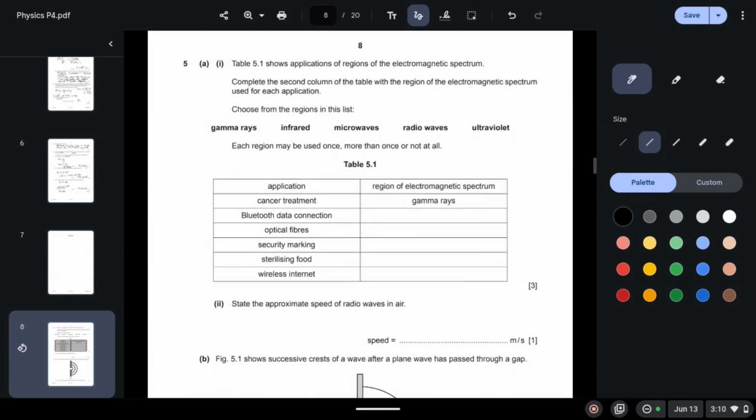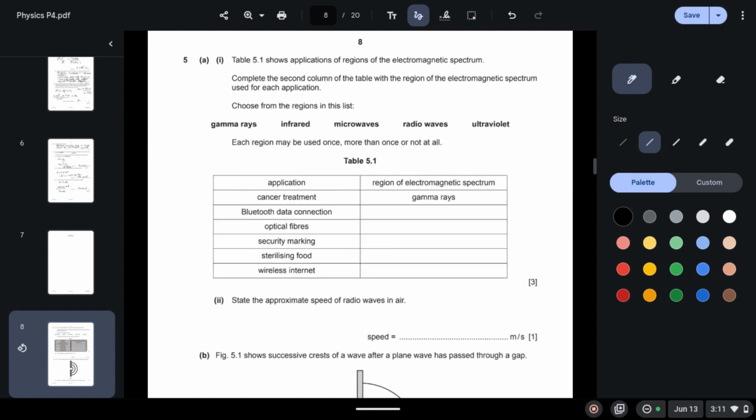Question 5. Table 5.1 shows applications of regions of the electromagnetic spectrum. Complete the second column of the table with the region of the electromagnetic spectrum used for each application. So cancer treatment, they have given us gamma rays. Bluetooth data connection, we know, uses radio waves. Optical fibers use infrared.